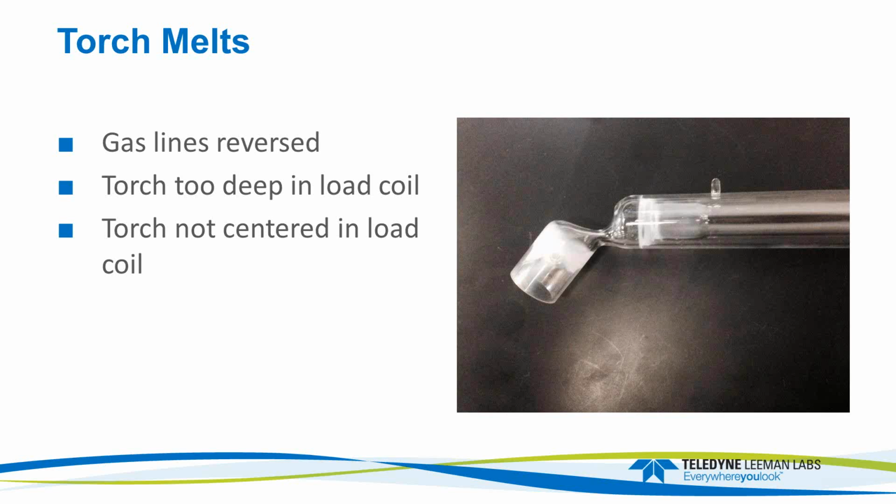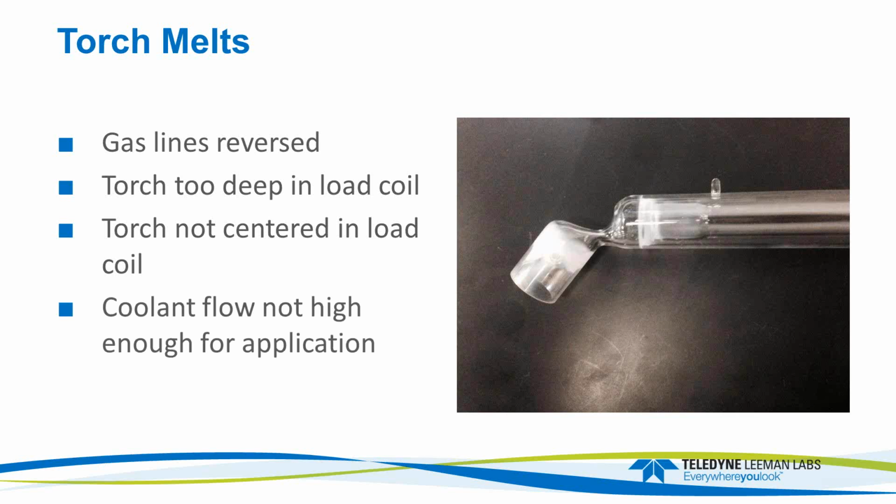The torch is not centered in the coil. Again, the plasma forms where the coil is, not where the torch is. So if you're too far to one side or the other, you may not have enough coolant cooling one side of that torch, and the torch can melt. Right?